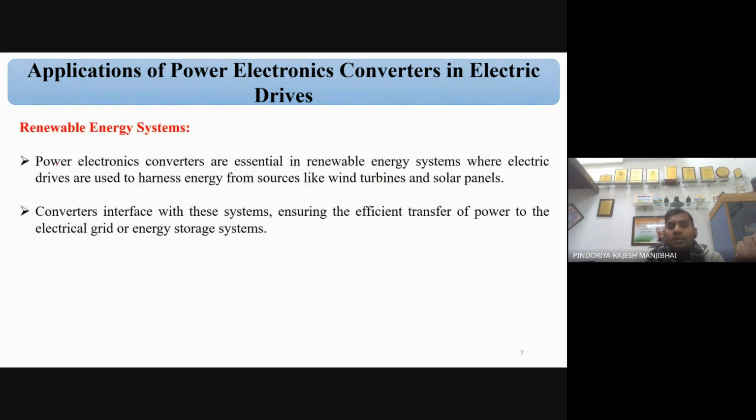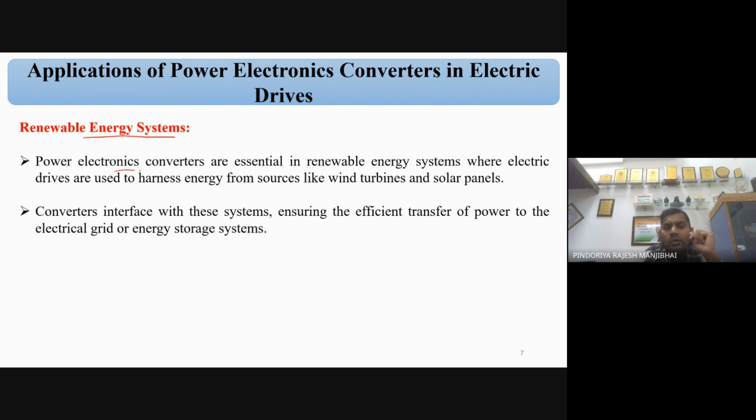Third application, there is a renewable energy system. Maybe some student wants to do research on the renewable energy system for the MTech thesis, or the seminar topic. Then you can use this power electronics converter in the renewable energy system. Whenever we say renewable energy system, it means solar, wind, bio, any type of renewable energy source. Suppose you want to use this renewable energy system in your domestic application as well as the industry application, then you must use a power electronics converter.